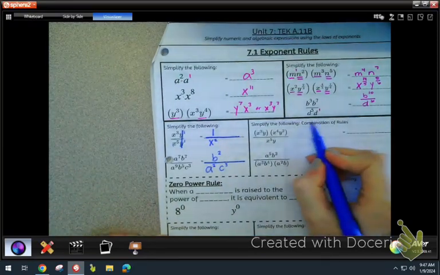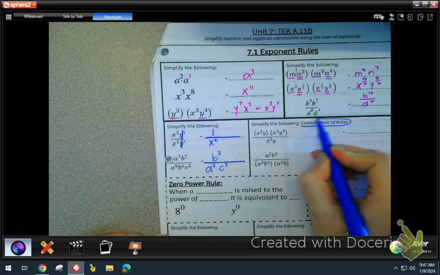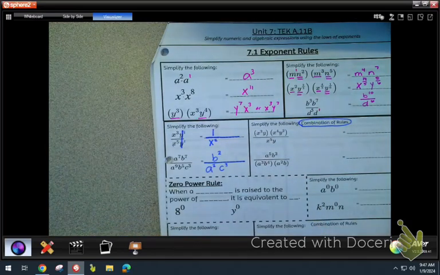Okay, so let's go over this. This is a combination of rules, which means we're going to be mixing our products and we're going to be mixing our quotients. Are we ready to do these 2 problems and then take a 5-minute break? Are we ready? Miles? Yes? We ready? Okay. 2 problems and then a break.